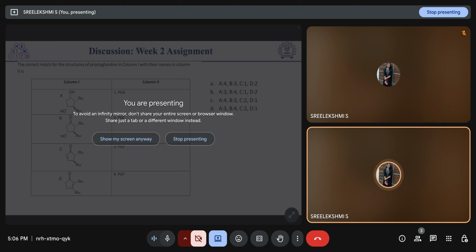The next question is the correct match for the structures of prostaglandins in column 1 with their names in column 2. So here column 1 is the structures of different prostaglandins. In column 2 we have to find each of the structures corresponds to which type of prostaglandin, according to the four options given here.